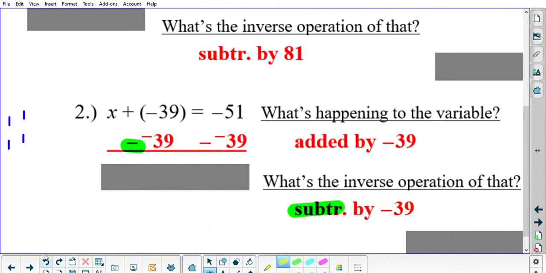Okay, last part of number 2. We make subtraction become adding the opposite. So we'd make it adding a positive and make the other one also become adding a positive.